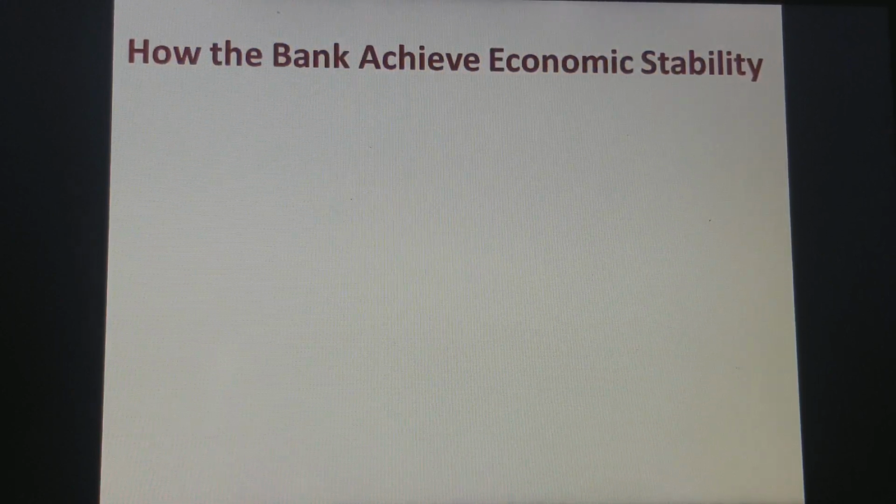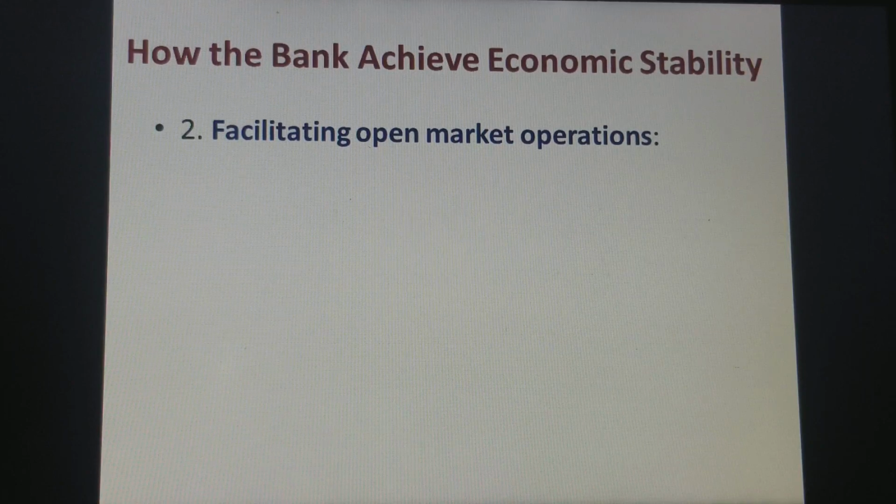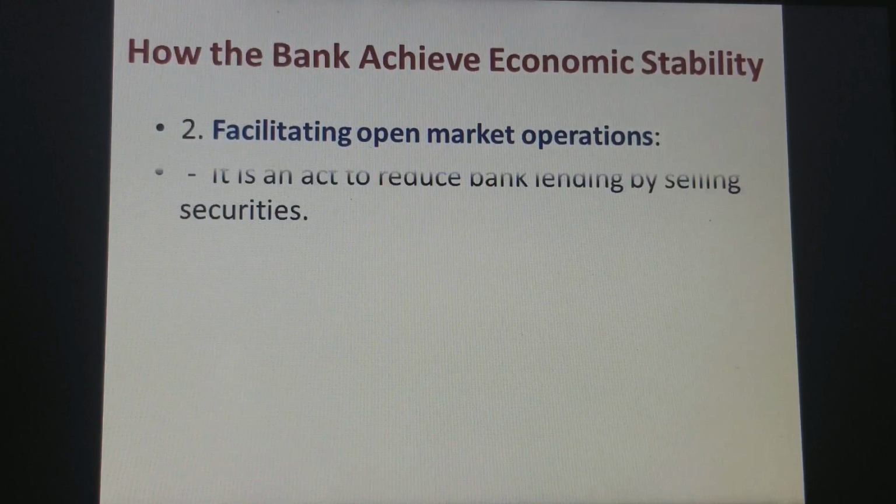Now, how does the bank achieve economic stability? Well, by facilitating open market operations. So the central bank facilitates open market operations. From time to time, the central bank will go into the regular market and become a regular player in the market to kind of influence where the market goes.